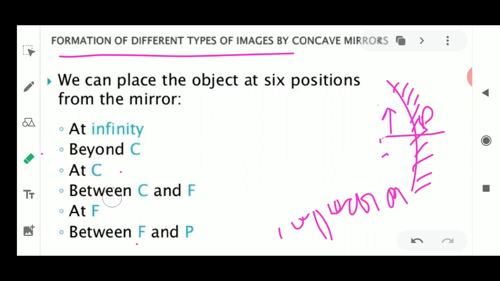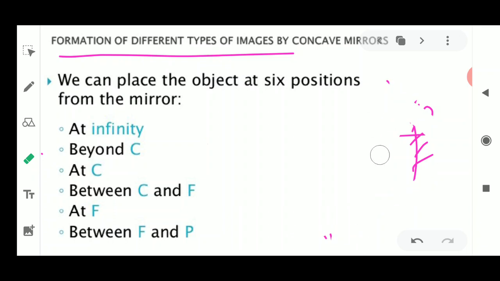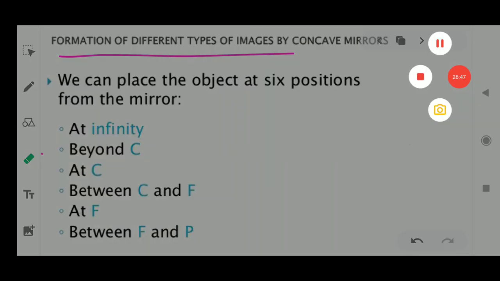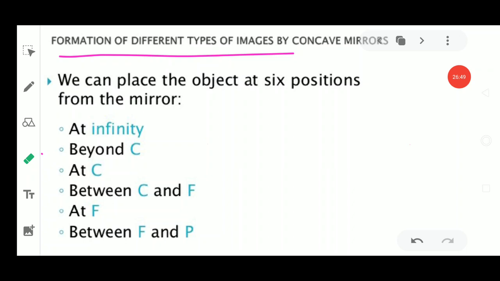Now next will be the convex mirror, where only a few positions will be required. We'll just discuss the rules and the way by which the mirrors are going to form the image. The convex mirror is going to form the image. With this, I think you all have understood what kind of image is drawn in the case of the concave mirror.